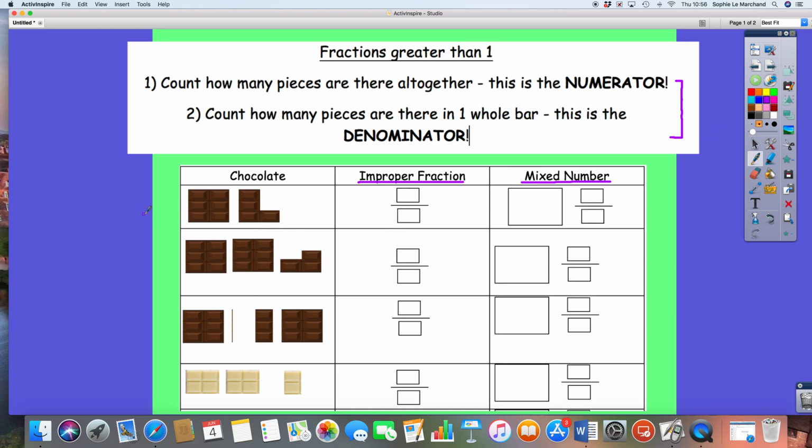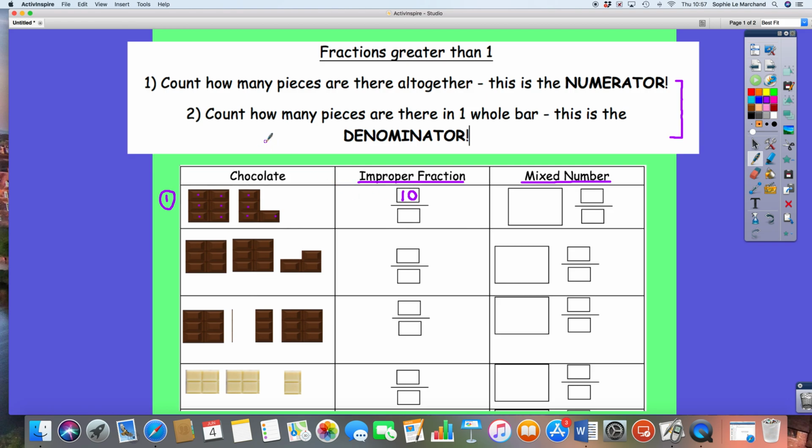So first of all, if we look at number 1 here, we have got some chocolate. And the first thing we're going to do is to count how many individual pieces there are all together in this image. And this will be the numerator. So you can count with me. 1, 2, 3, 4, 5, 6, 7, 8, 9, 10. So overall we've got 10 pieces of chocolate, so that is our numerator.